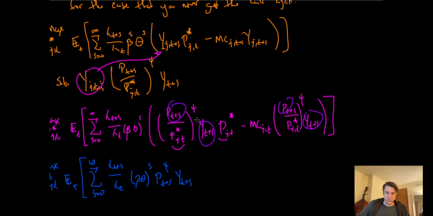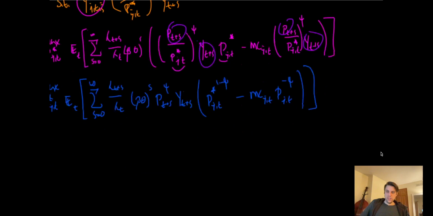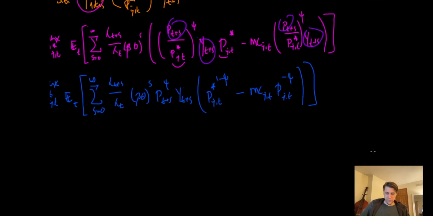So this one and this one are exactly this and this. I just brought them up to the front. Now I'm going to have pjt star minus psi times pjt star is going to be pjt star to the 1 minus psi, minus mcjt times pjt star to the minus psi. Okay, so now you see that this isn't such an awful derivative.